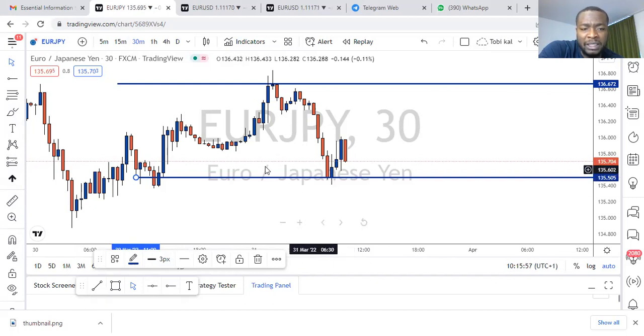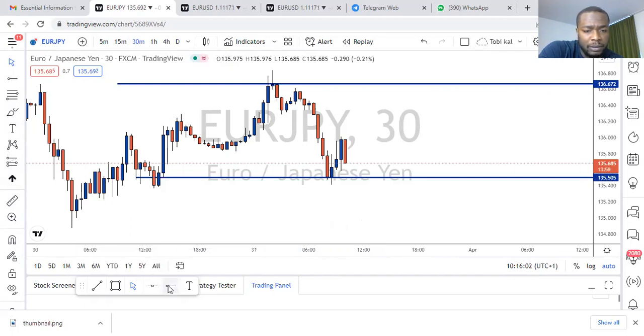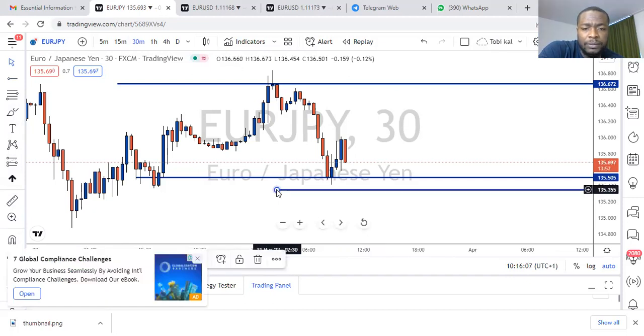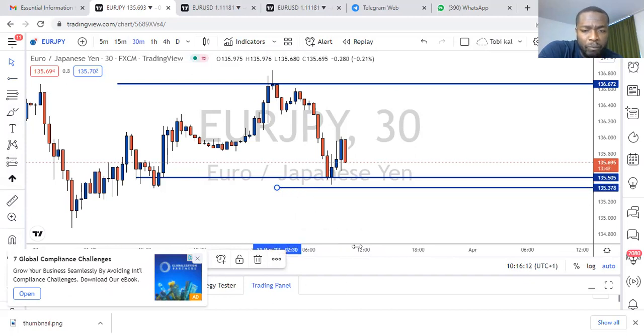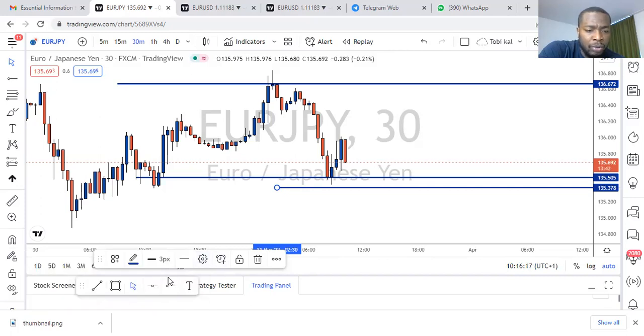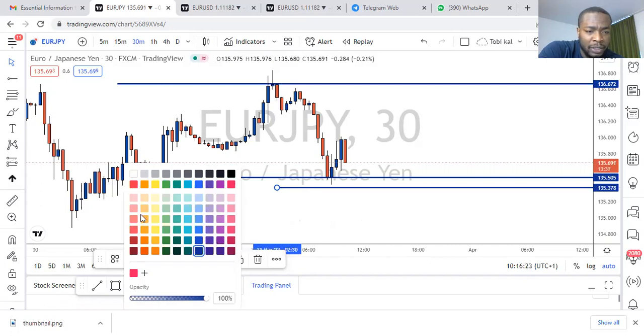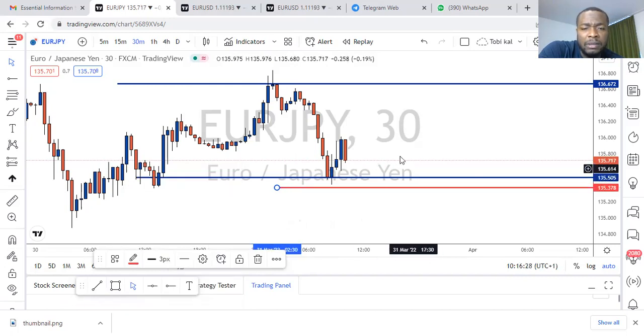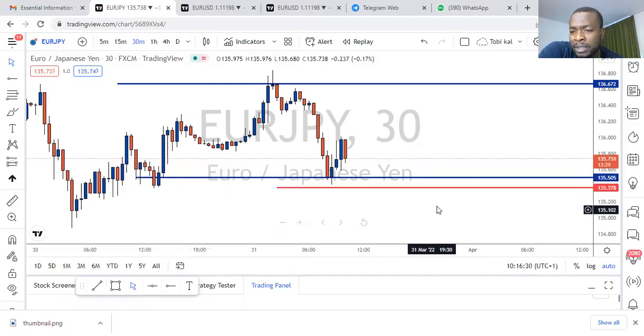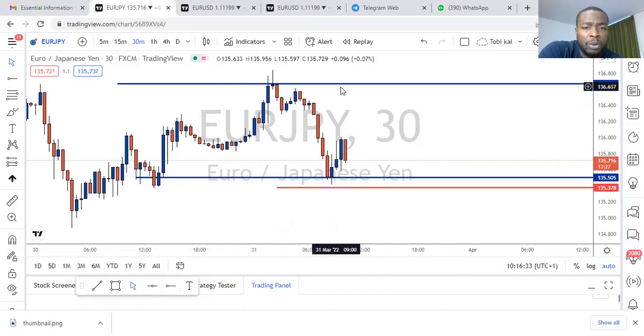My stop loss will be beneath this area, beneath this support area. All right. Because I don't expect that price will come all the way to that level. Let me make this stop loss line red, so it can be different. So I'll put my stop loss here. That's 135.378. Where would my take profit be?